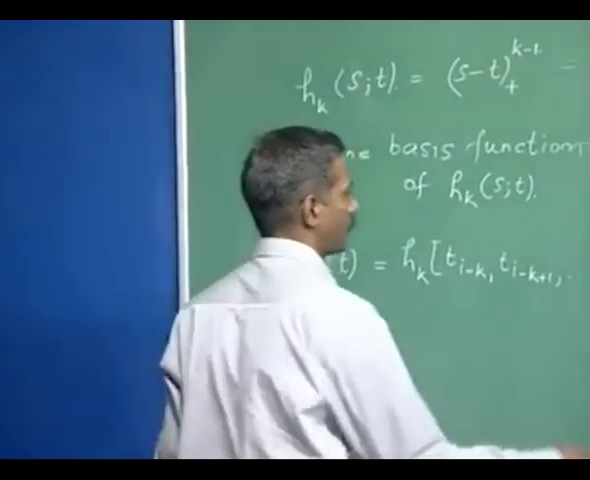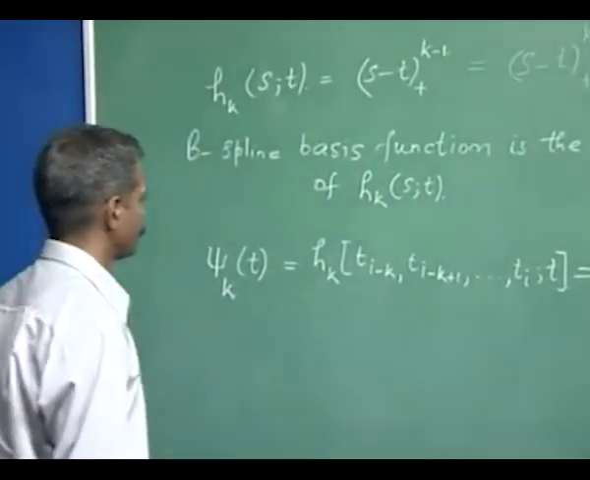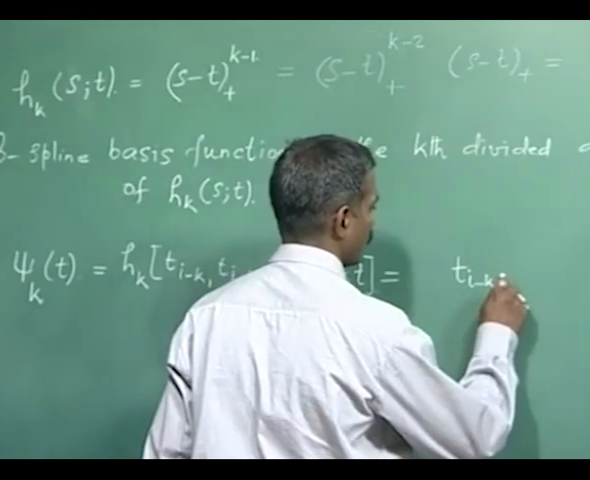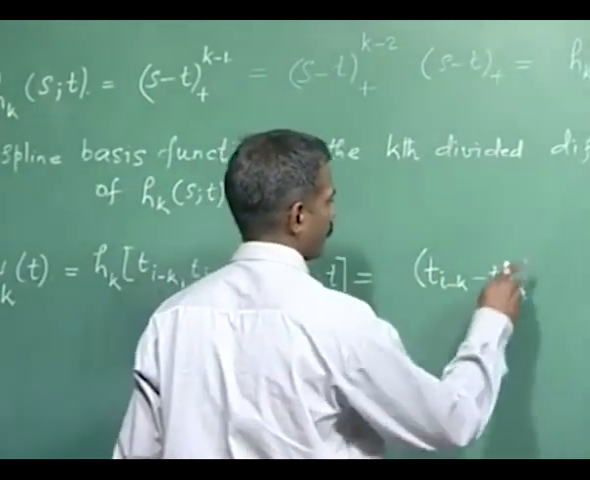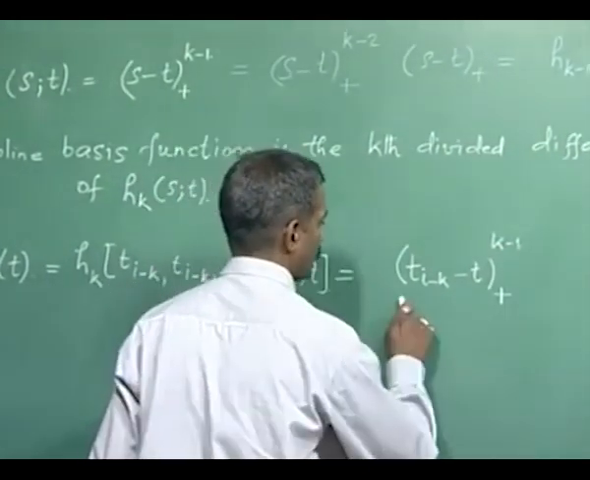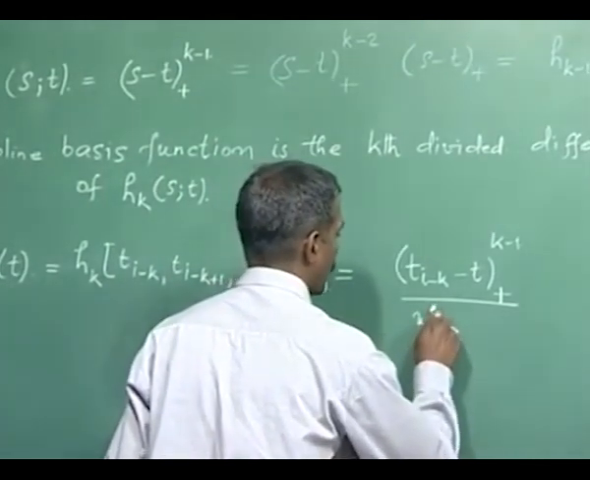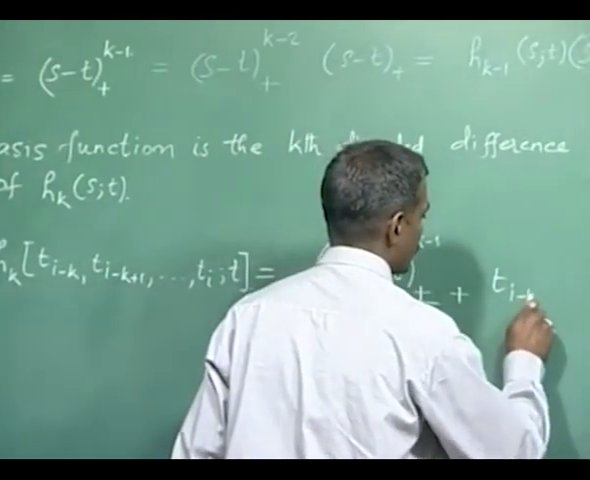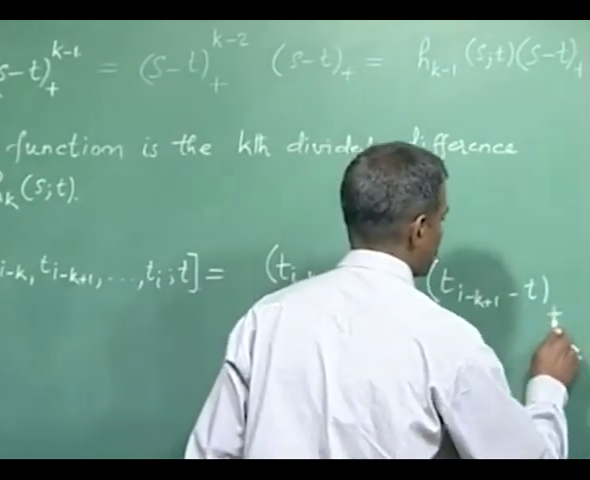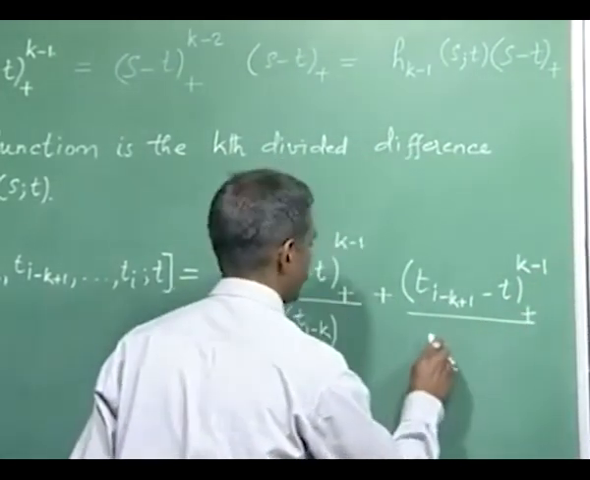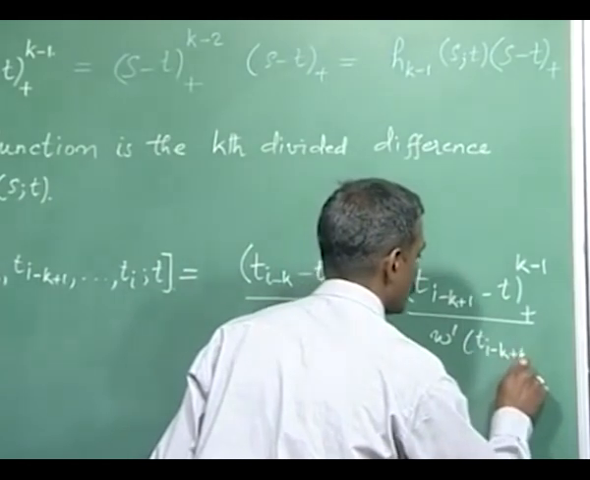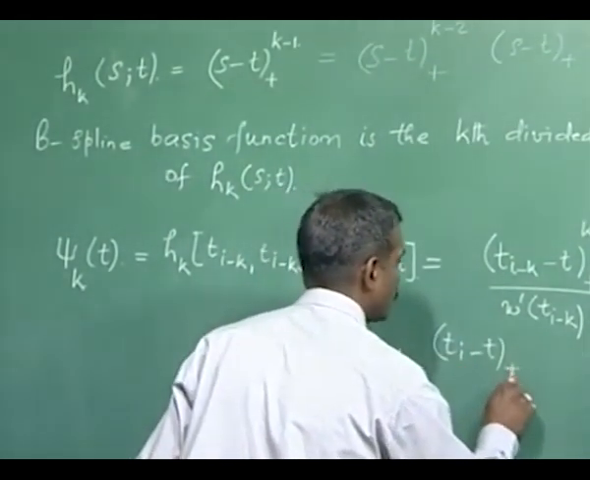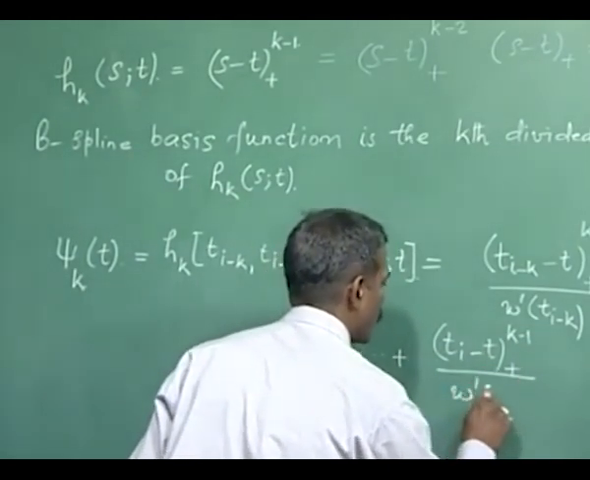And using the algebraic form, this would be equal to (t_{i-k} minus t) truncated, raised to k minus 1, over w prime evaluated at t_{i-k}, plus (t_{i-k+1} minus t) truncated, raised to k minus 1, over w prime of t_{i-k+1}, up till (t_i minus t) truncated, raised to k minus 1, over w prime of t_i.